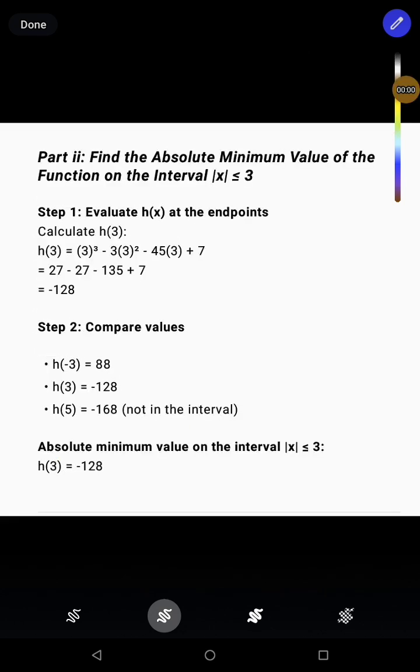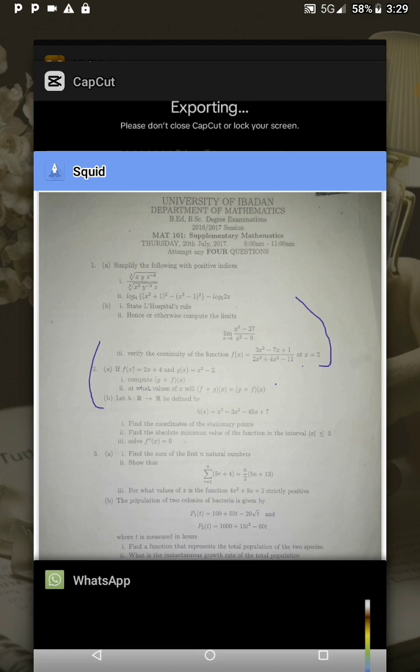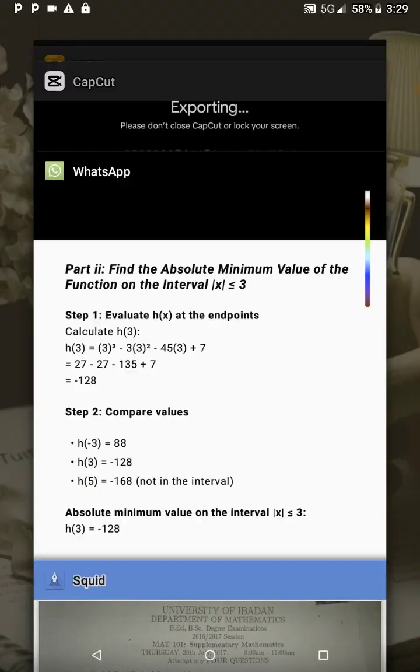Now on to the next question. They say find the absolute minimum value of the function on the interval absolute value of x is less than or equal to 3. What we need to do is just to check that point. Are we together here? This is where we get the question. Find the absolute minimum value of the function on the interval. This is the same function we're talking about.